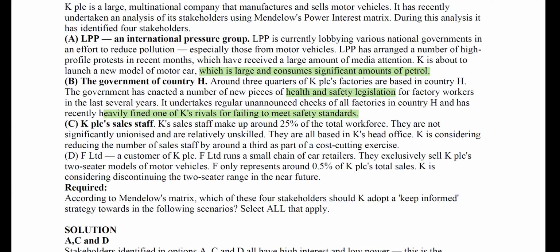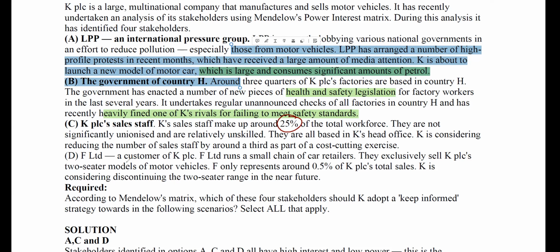Are you sure it's low priority? Your staff, are they not supporters? The sales staff make up 25% of the total workforce, but he said they are not so important because they are not unionized. 25% is not insignificant. Sales staff are significant, around 25% of the workforce, and here we want to lay some of them off. They are also relatively unskilled. So low priority, and we just keep them informed with minimal effort. That means occasional communication, right?